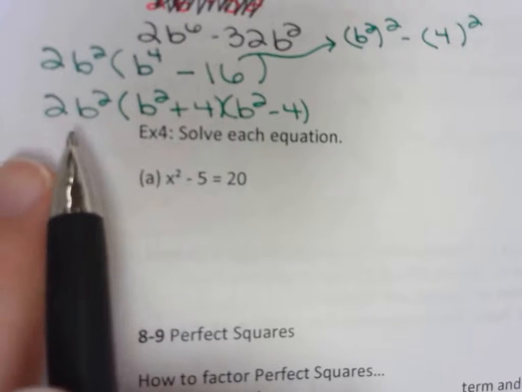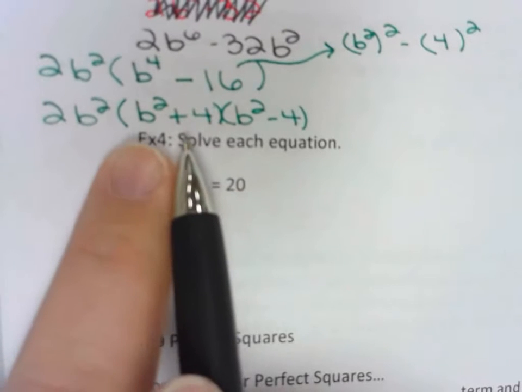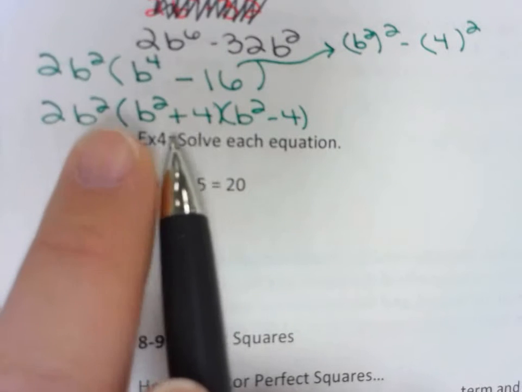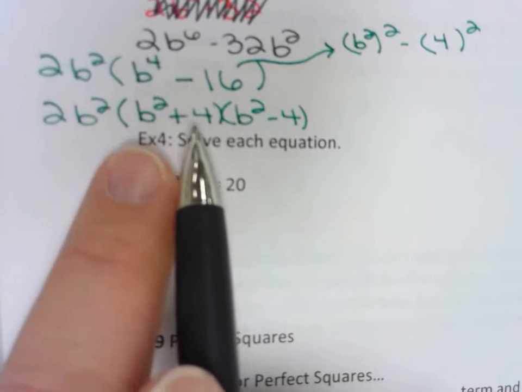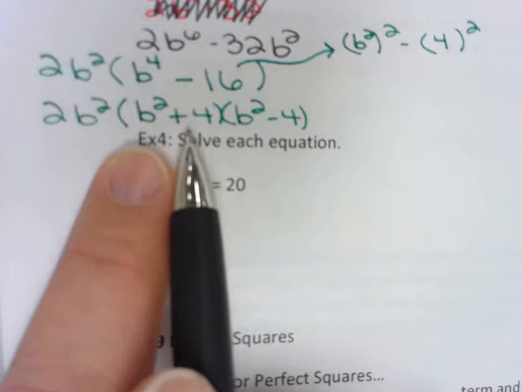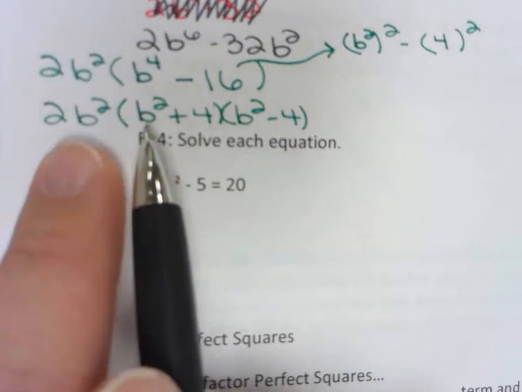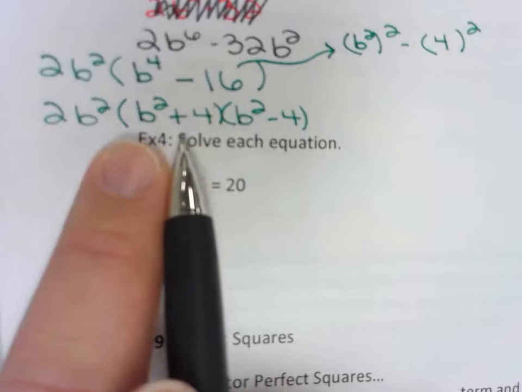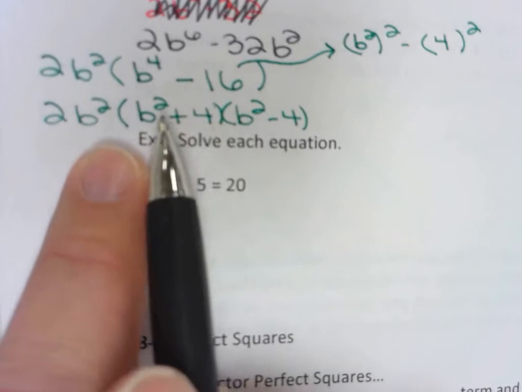Look at your part. Can I factor 2b squared any further? No, it's a monomial. B squared plus 4. I have 2 terms. I notice these are kind of perfect squares. Can I factor b squared plus 4 further? Can I use difference of perfect squares to factor b squared plus 4 further?